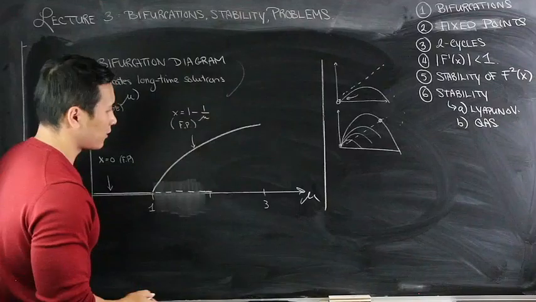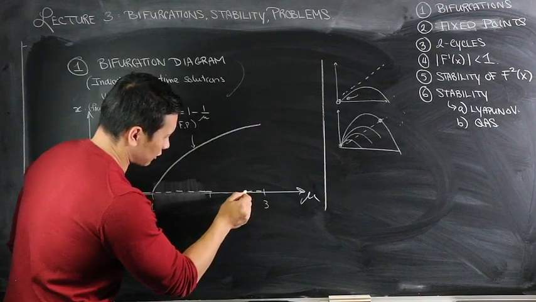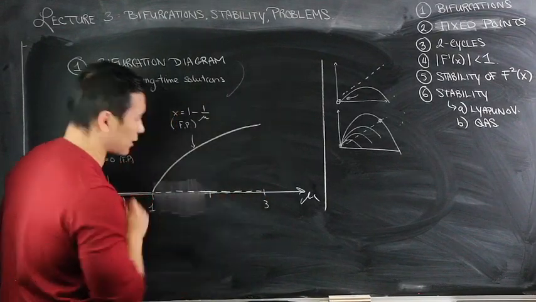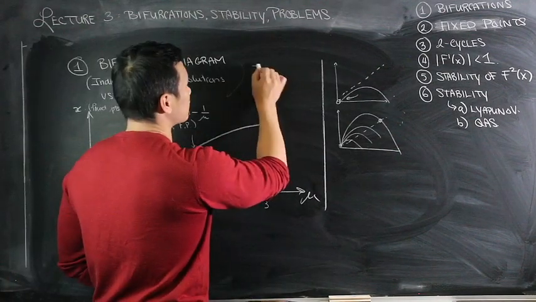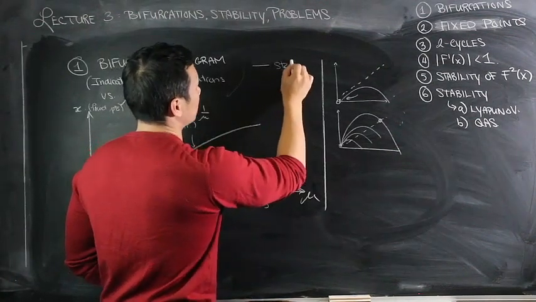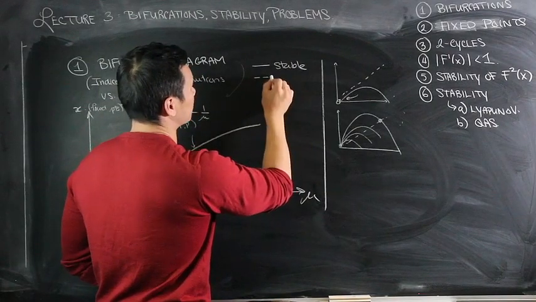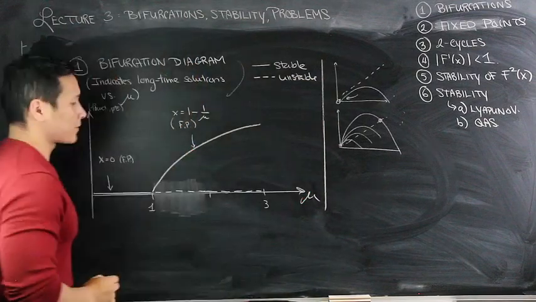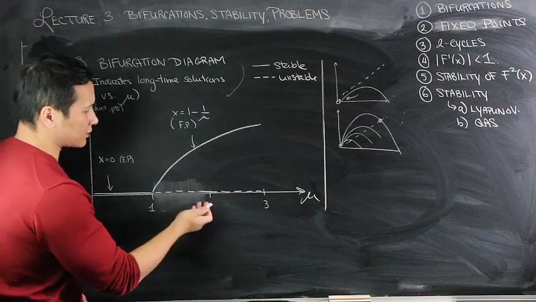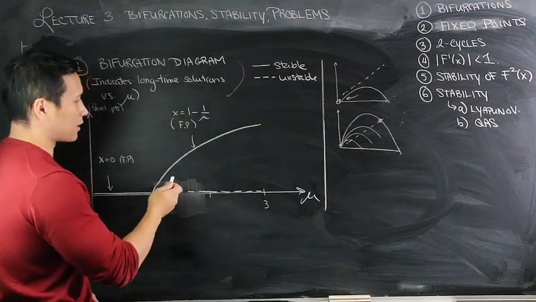X equal to 0 is always a fixed point, so it always exists, and we're going to use this terminology of solid for stable and dash for unstable, like that. So x equal to 0 goes from stable to unstable, right? And then the other fixed point emerges.